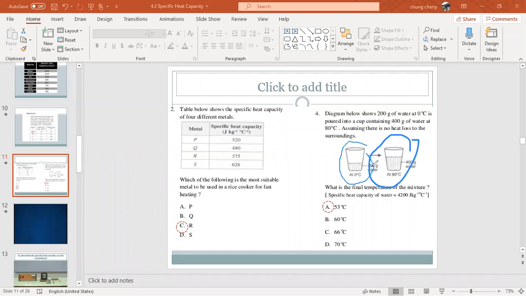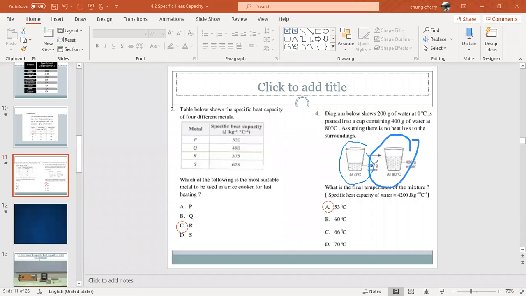Not only is the final temperature the same, the amount of heat in both liquids will also be the same. Can you hear me? Remember, temperature is the measurement of heat energy in a particular object or liquid. So both of them will have the same heat energy already. So just now you have learned one formula relating to heat energy, which is what?